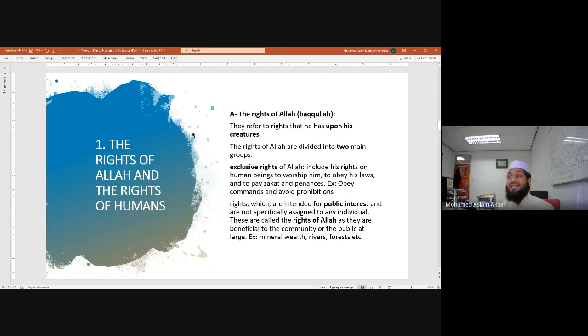And this is the first one. The rights of Allah. What are the rights of Allah? They refer to rights that He has upon His creatures. The rights of Allah are divided into 2 main groups. Number 1, exclusive rights. For example, exclusive rights of Allah include His right on human beings to worship Him, to obey His laws, and to pay zakat and penances. Example, obey commands and avoid prohibitions. Number 2, rights which are intended for public interest and are not specifically assigned to any individual. These are called the rights of Allah as they are beneficial to the community or the public at large. Example, mineral wealth, rivers, forest, etc.